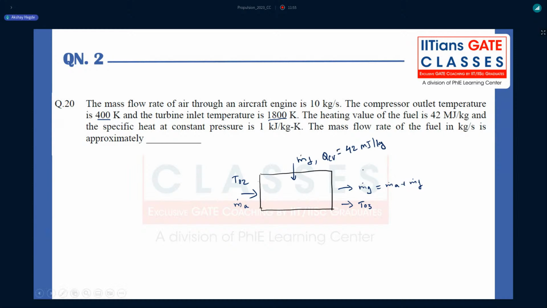Now I have the mass flow rate of air which is coming in, that is 10 kg per second. What they're asking is, to balance the system, what amount of fuel am I actually using? That is the question they are asking, and they are asking you to treat Cp for both air and gas as 1000 joules per kg Kelvin. So this is given. Now again we are going to do the energy balance.